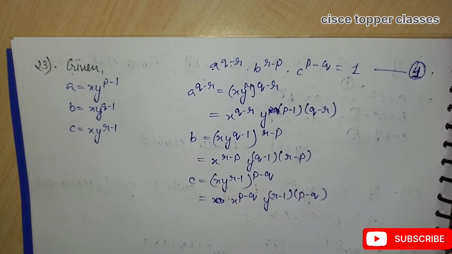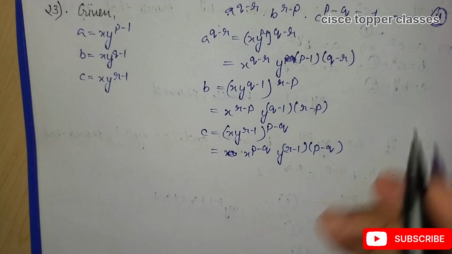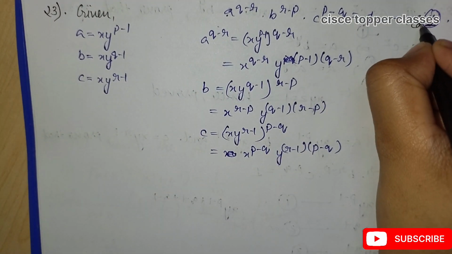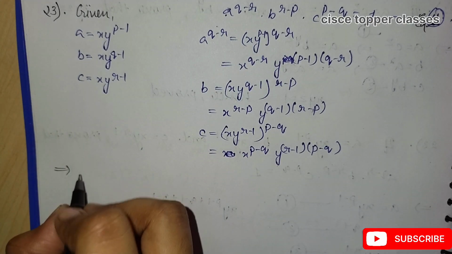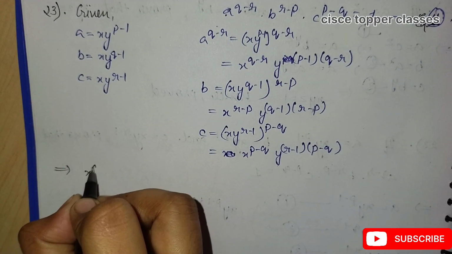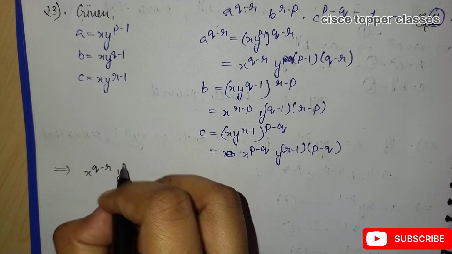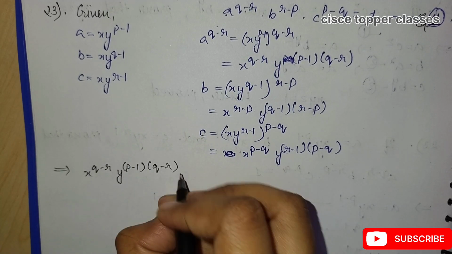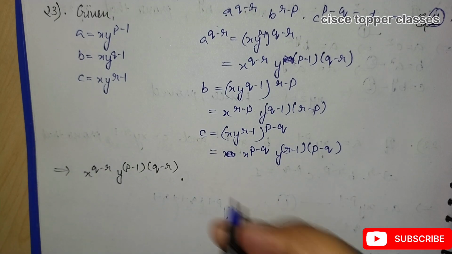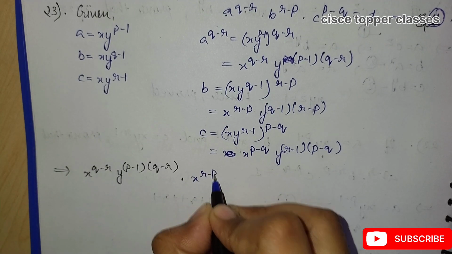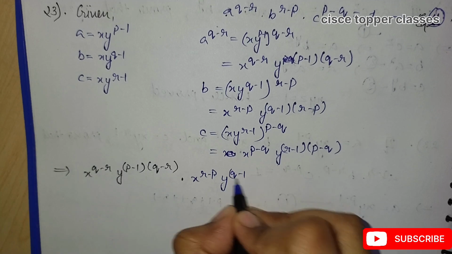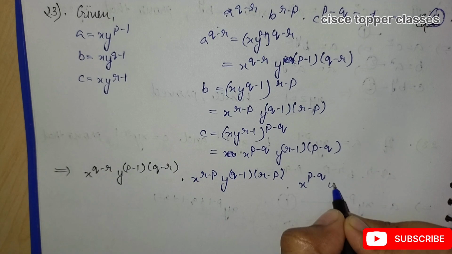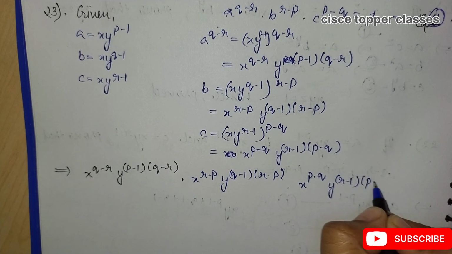We can now substitute the values in the first equation. Put it as the equation first. So we will substitute A to the power q minus r as x to the power q minus r, y to the power p minus 1 into q minus r, multiplied by x to the power r minus p, y to the power q minus 1 into r minus p, again multiplied by x to the power p minus q, y to the power r minus 1 into p minus q.